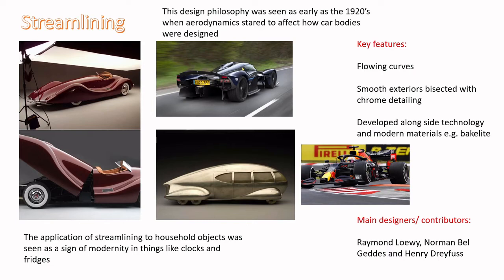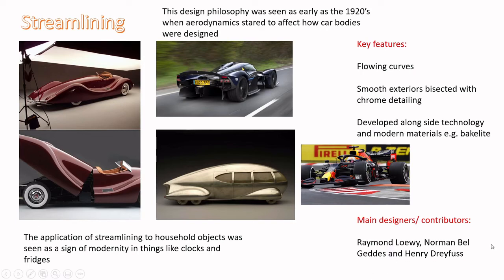And then obviously in this modern age, you still see a lot of streamlined things, and because it wouldn't be a video without me trying to get F1 in there as well, you can obviously see the effects of streamlining and aerodynamics used in modern day society, with designs of sports cars and racing cars. So most common names, obviously, feel like Raymond Lowry, Norman Belgadis, and Henry Dreyfus.